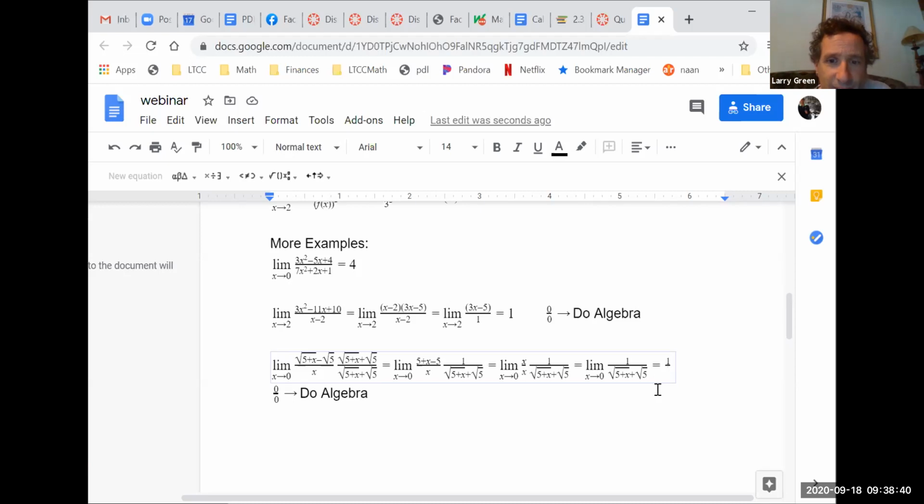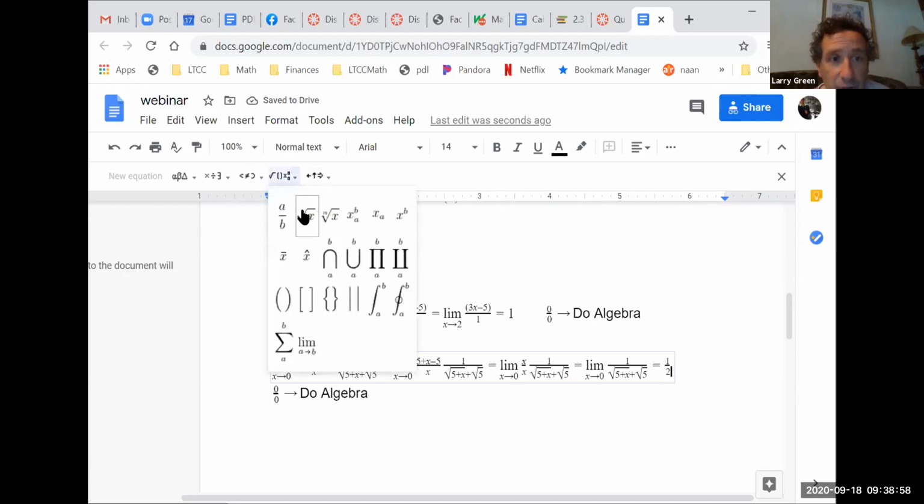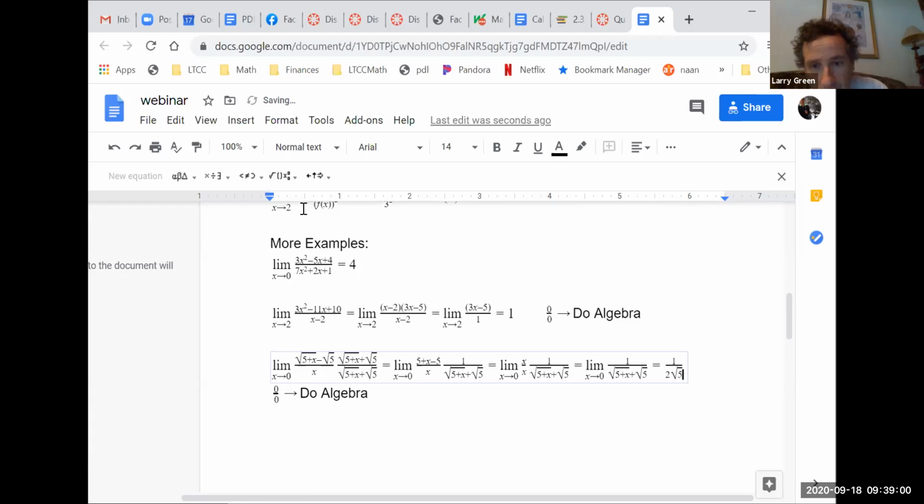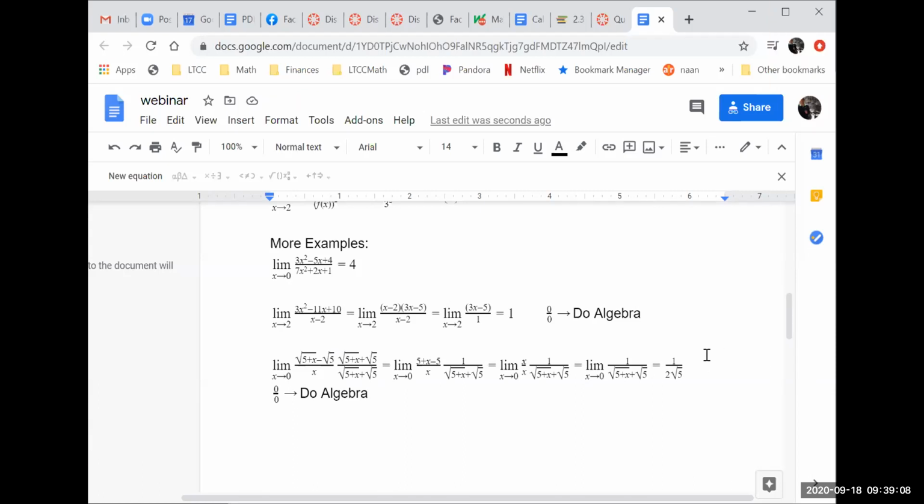Not seeing 25. See, if x is 0, then inside this first root is going to be root 5. Then I just have root 5 plus root 5, and that's 2 root 5. So I just get 2 root 5. Not 5 squared. 2 times root 5. There's a difference. And my answer is 1 over 2 root 5. And there's my limit. So Larry, 1 second.